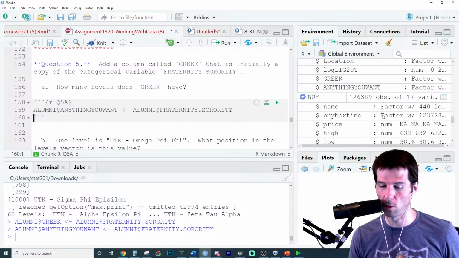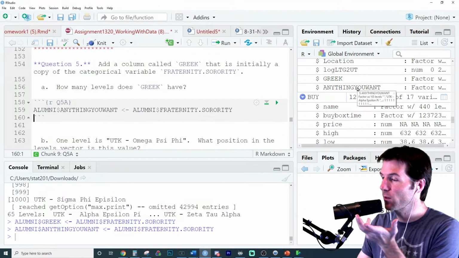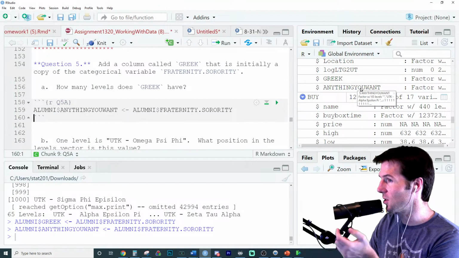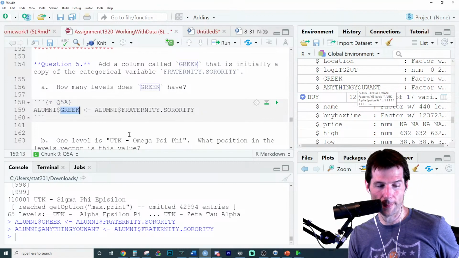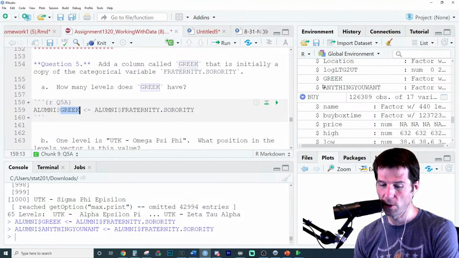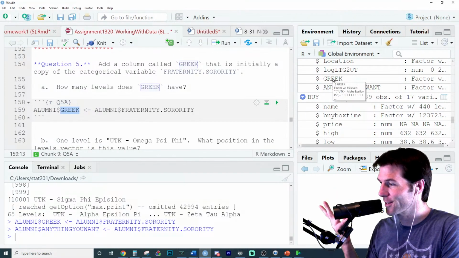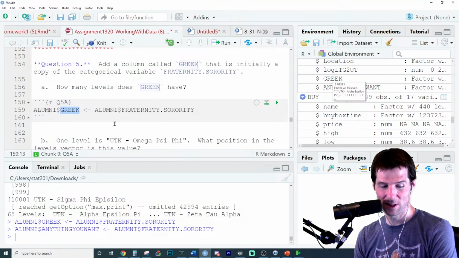Now, you don't want to call it anything you want. And there it is. But whatever you call something, if it does not exist, it'll create that vector in a data frame. You probably don't want to call it that. But here we are. I just like to do fun things. So right here, the Greek vector has now been put into the data frame. So let's do a little bit more.